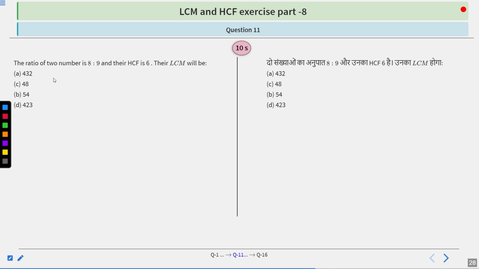The ratio of two numbers is 8:9 and their HCF is 6. Then their LCM will be: option A 432, option B 48, option C 54, and option D 432. These are the options, and I'm giving you 10 seconds to find out the correct answer.